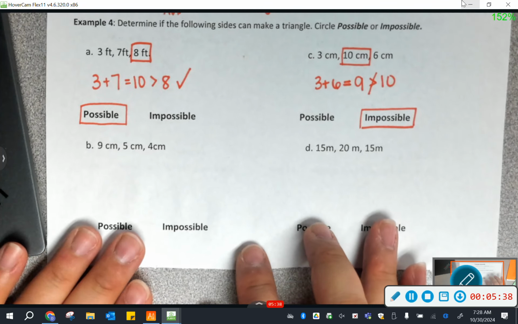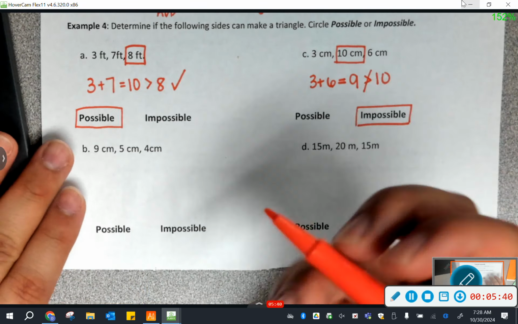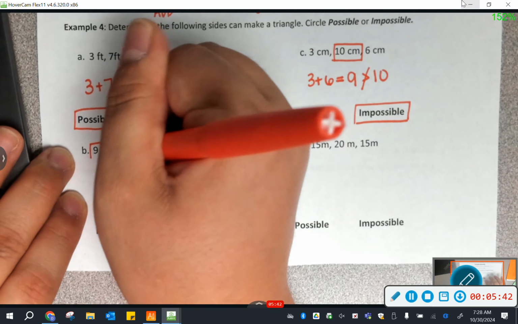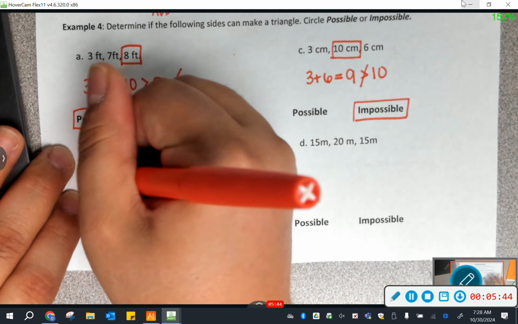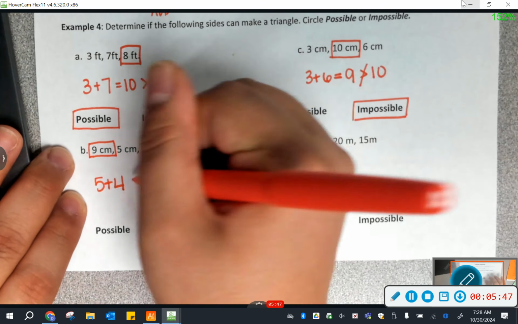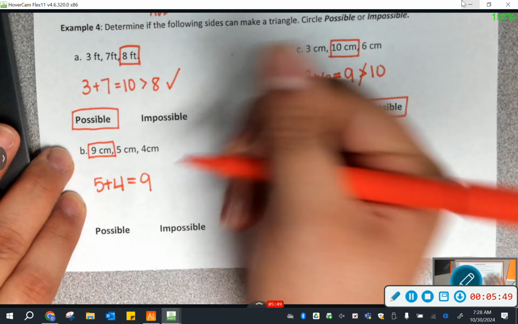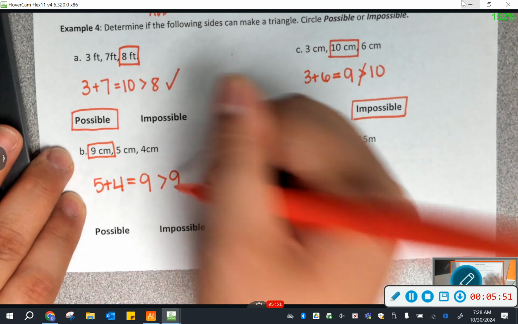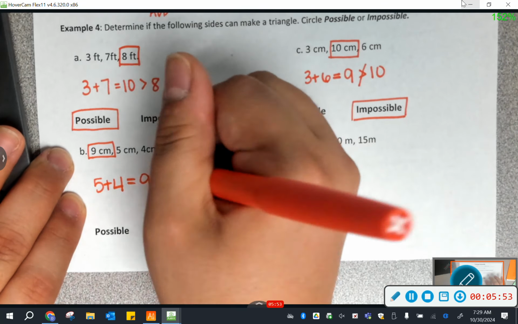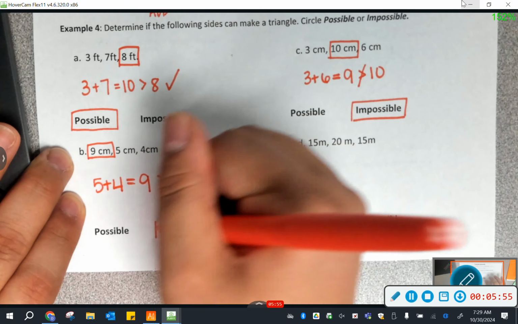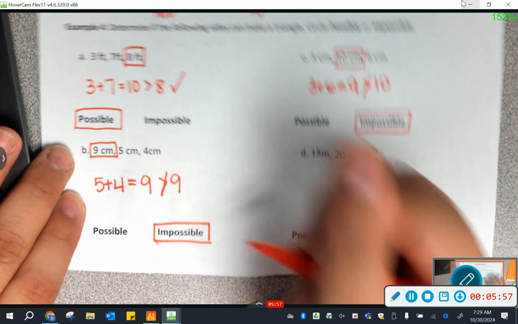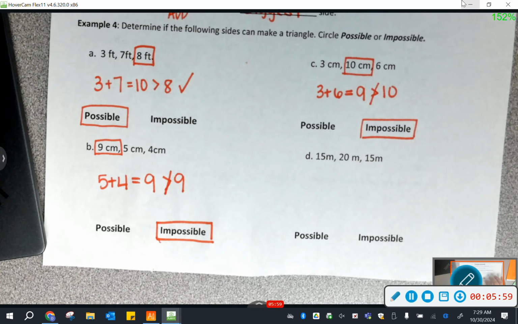So for B, what's my biggest side here? 9. So what am I going to do? 5 plus 4. 5 plus 4 equals 9. Is 9 bigger than 9? No. They are the same. They cannot be the same. Because think about it. If they're the same, are you going to be able to get a little peek on it? No.